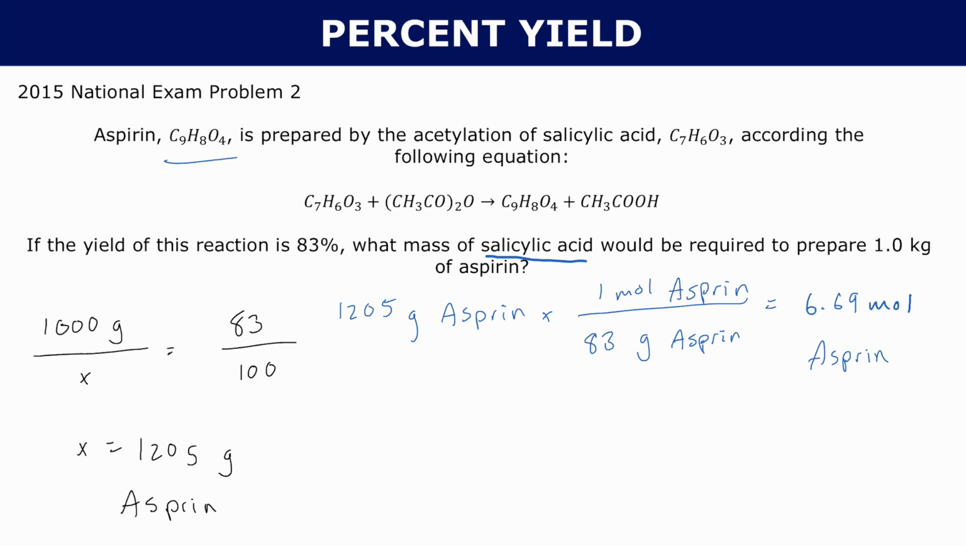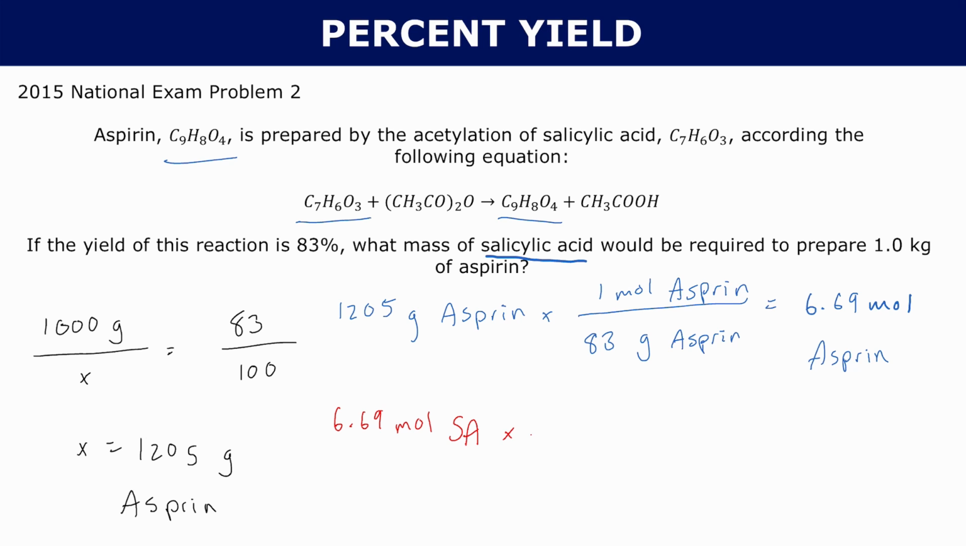Okay, the question asks us for the mass of salicylic acid, but currently we have aspirin. So how do we relate moles of aspirin to moles of salicylic acid? Well, aspirin and salicylic acid are in a 1-to-1 ratio. What that means is that if we have 6.69 moles of aspirin being produced, then 6.69 moles of salicylic acid, I'm just going to say SA, was consumed in order for all of this aspirin to be produced.